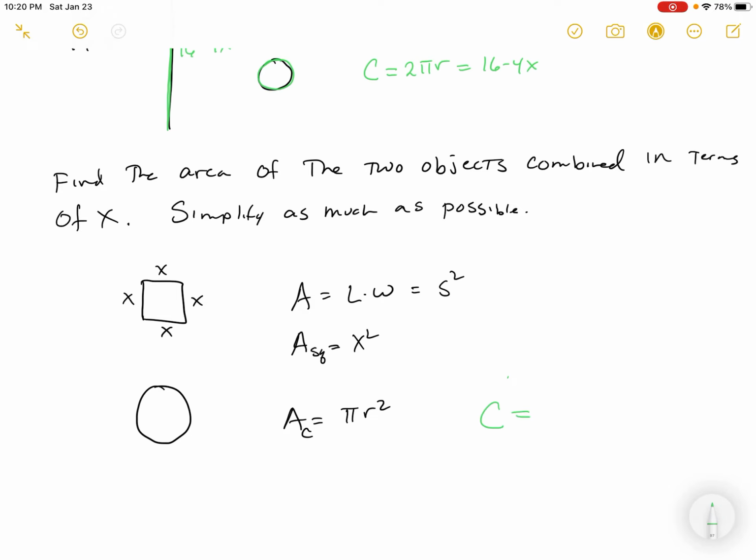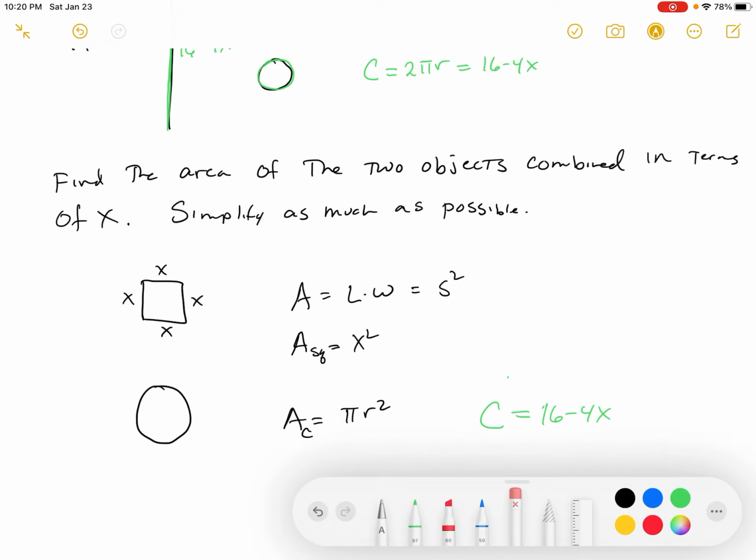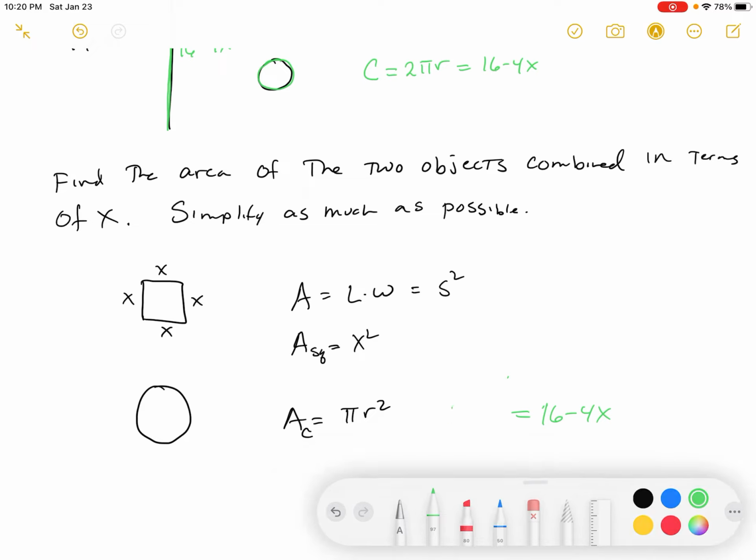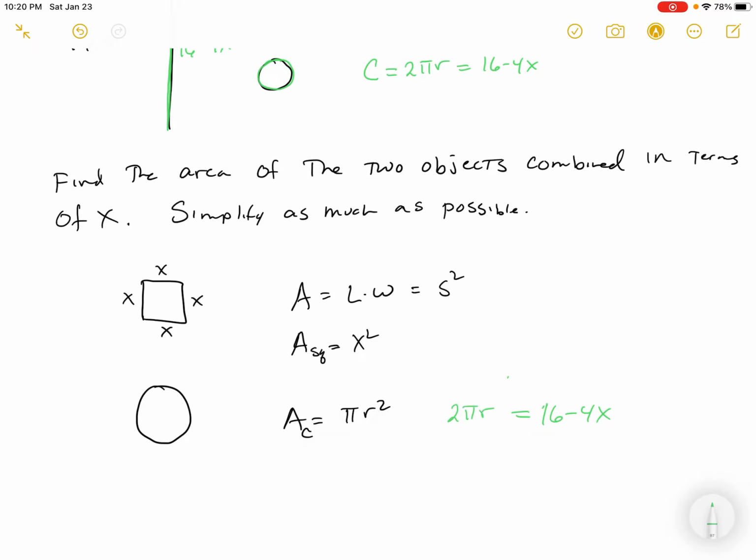We know that their circumference is equal to 16 minus 4x. Or, better stated, let me not put circumference in there. We know 2 pi r is equal to 16 minus 4x. So what do we know? We know that r is equal to 16 minus 4x all over 2 pi.